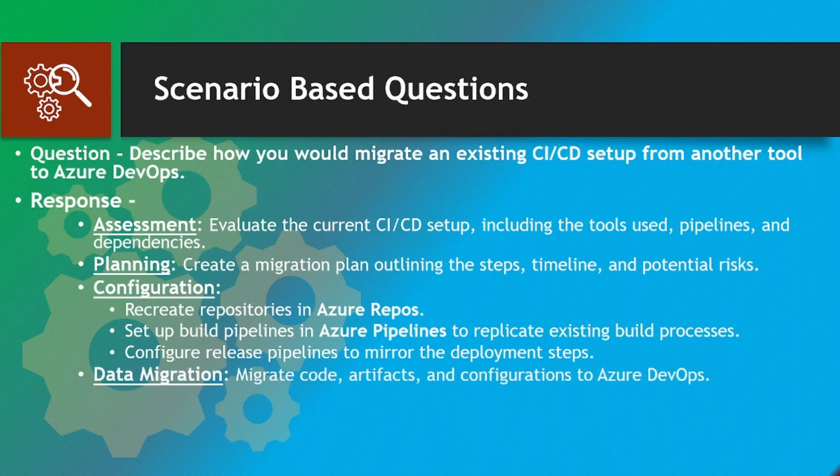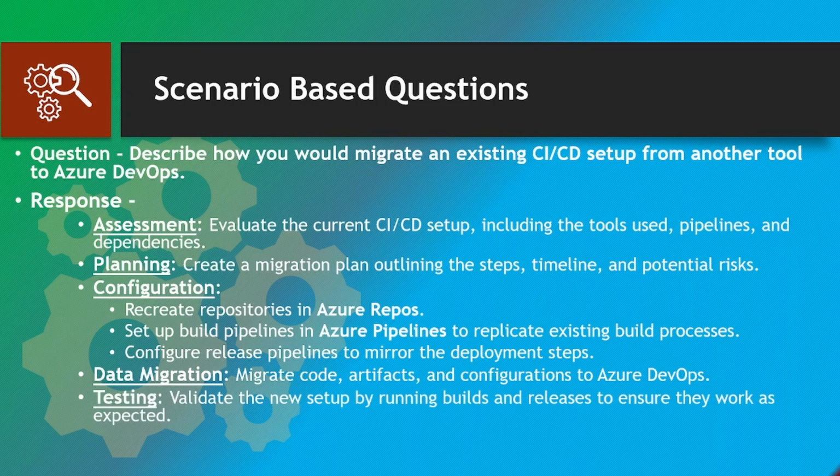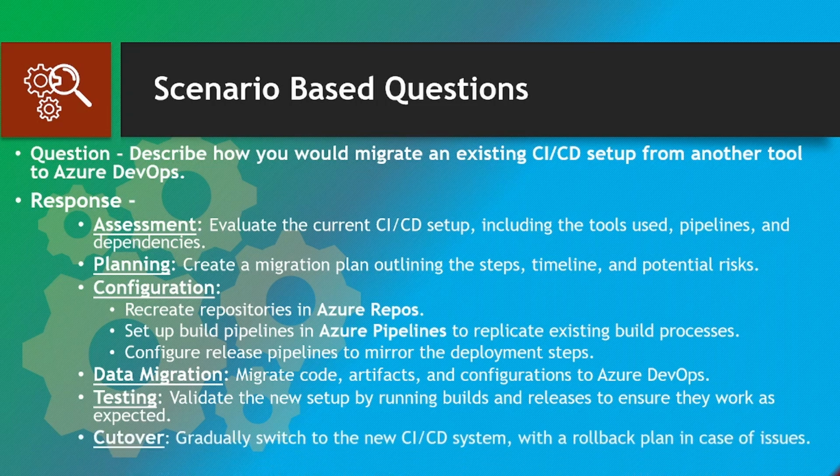Now, the next step would be data migration. Migrate code, artifacts, and configurations to Azure DevOps. Testing. Validate the new setup by running build and release to ensure they work as expected. Cutover. Gradually switch to the new CI/CD system with a rollback plan in case of issues.